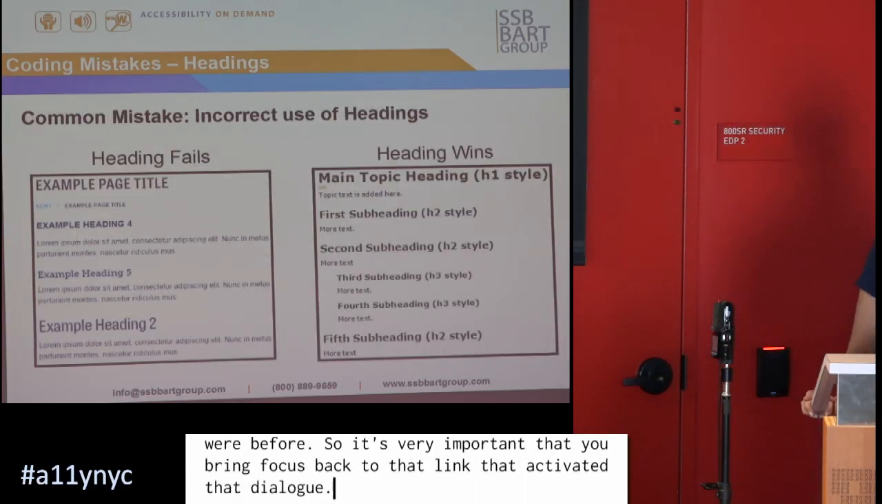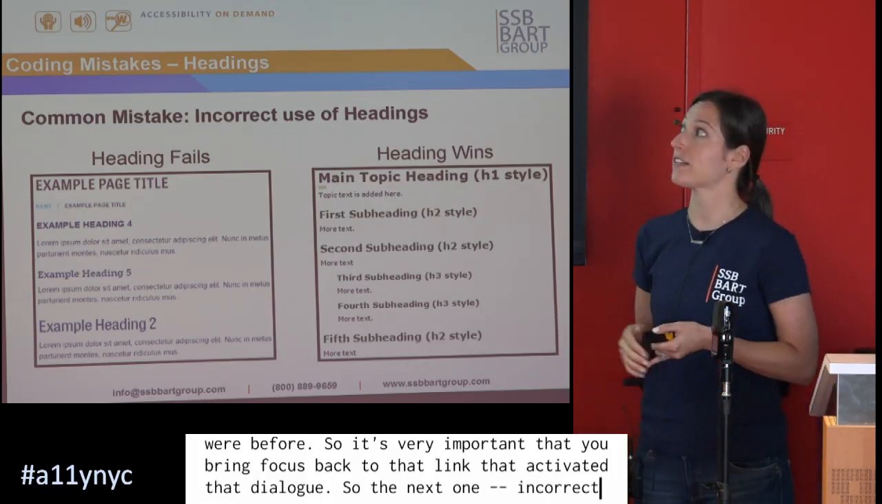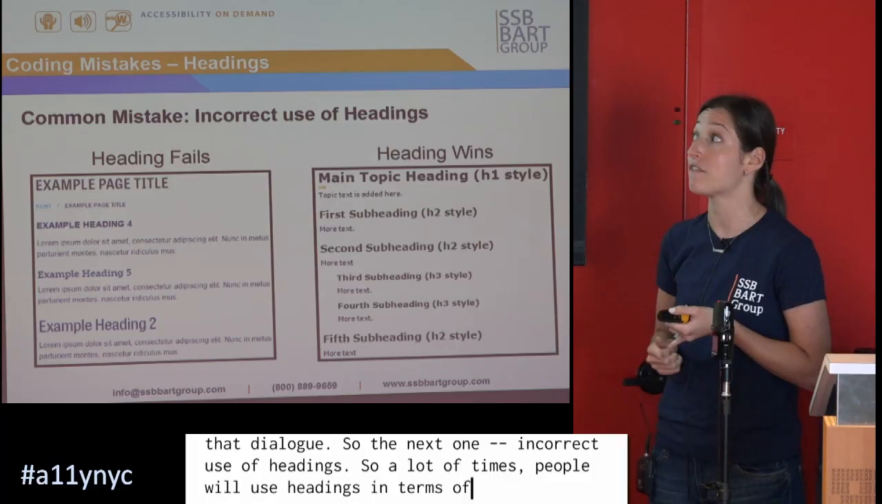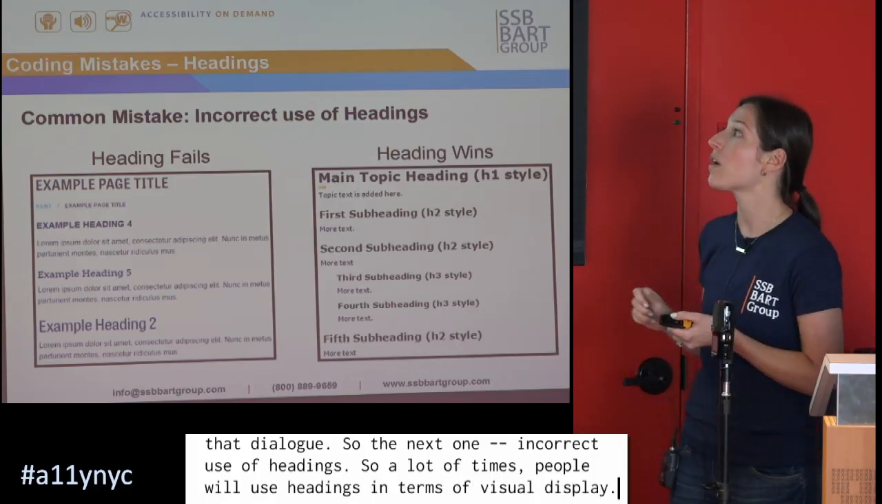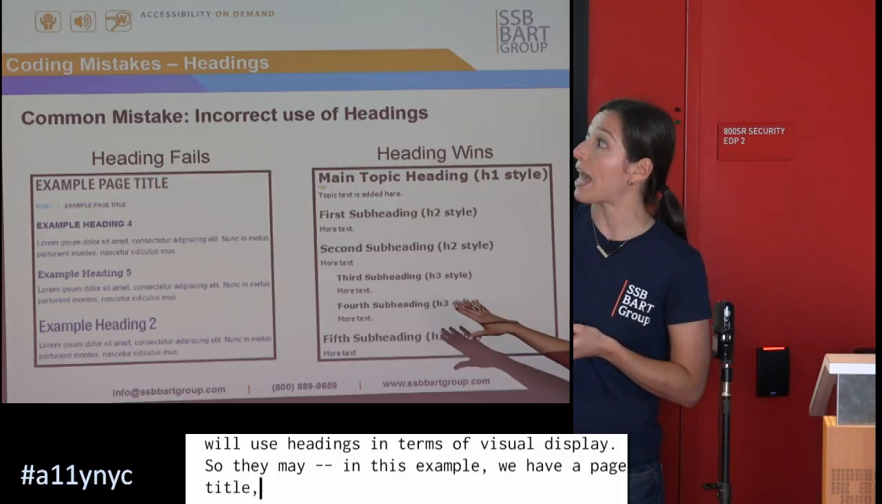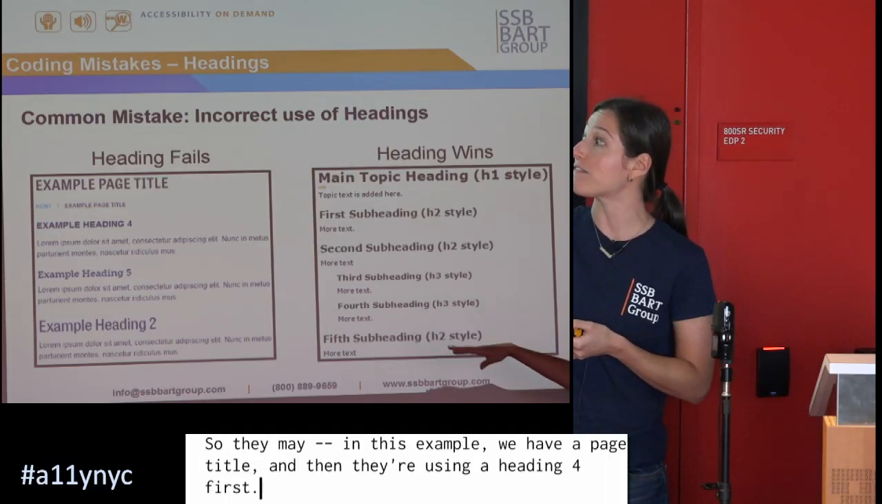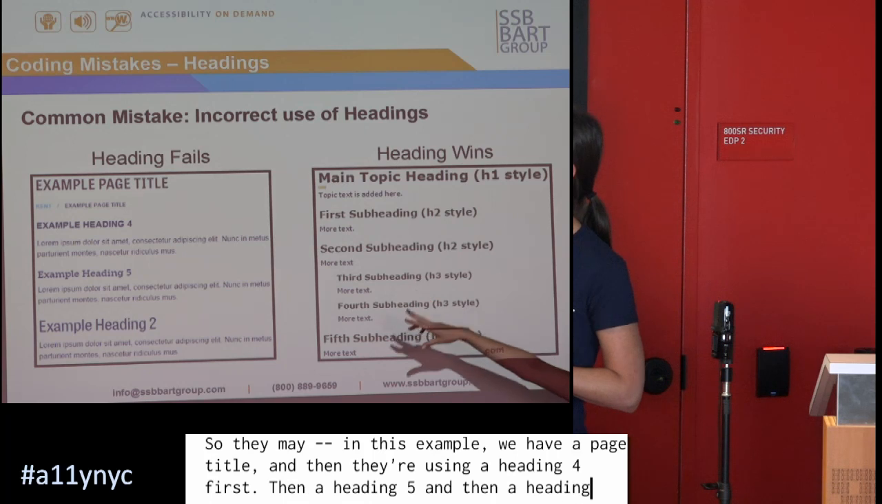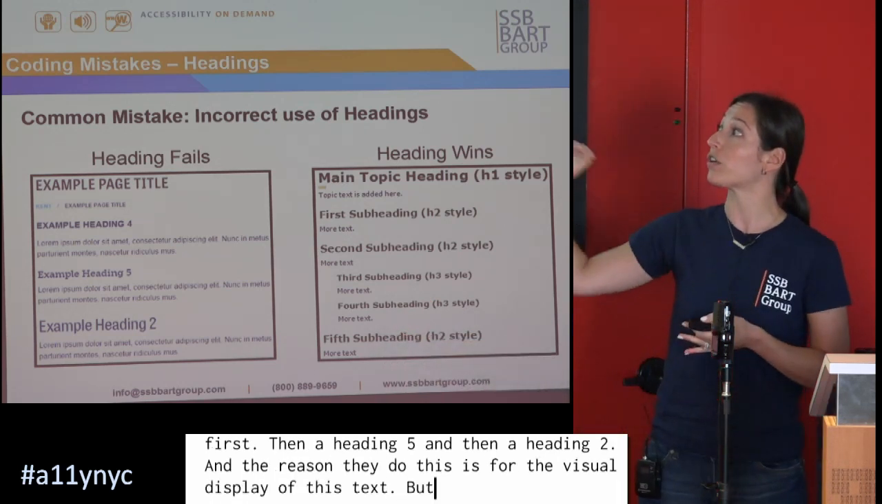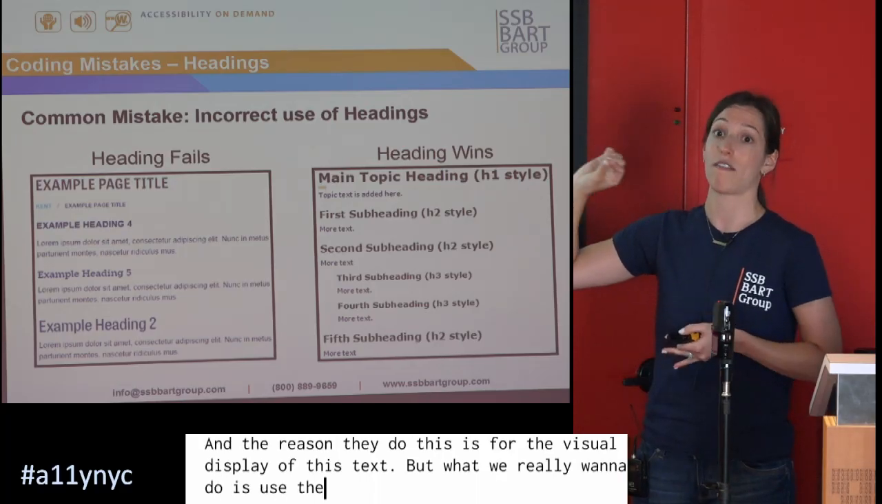Okay. So the next one, incorrect use of headings. A lot of times people will use headings in terms of visual display. So in this example, we have a page title, and then they're using a heading 4 first, then a heading 5, and then a heading 2. And the reason they do this is for the visual display of this text. But what we really want to do is use the proper order of those headings.